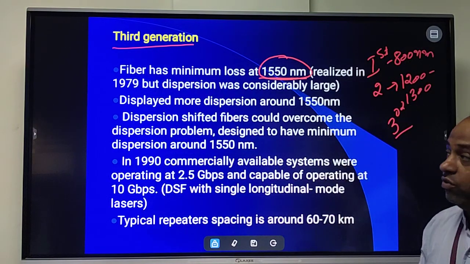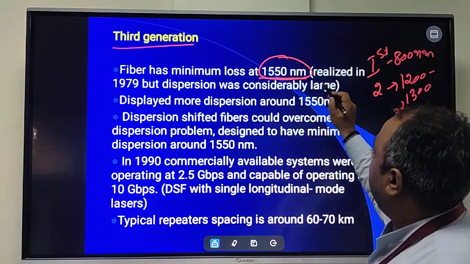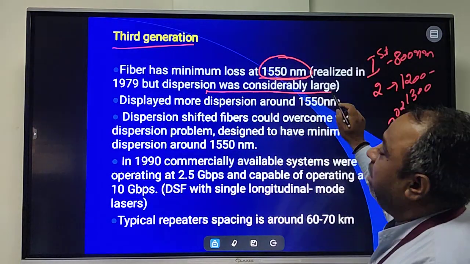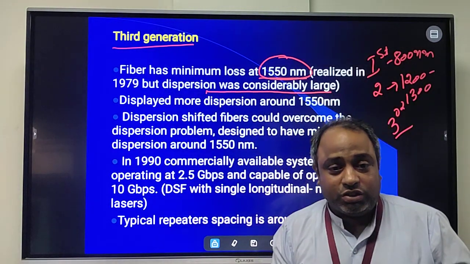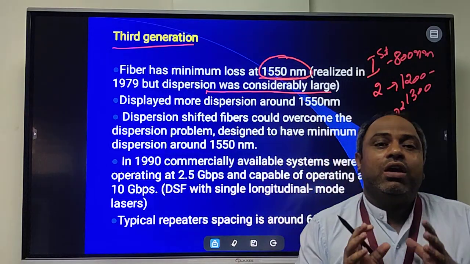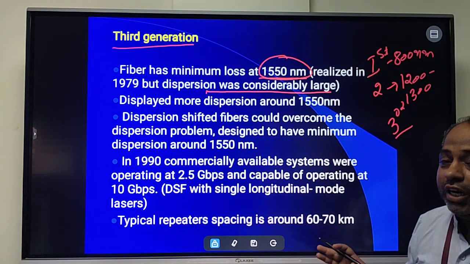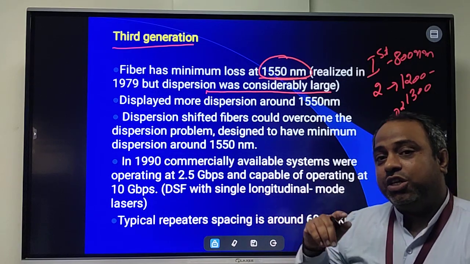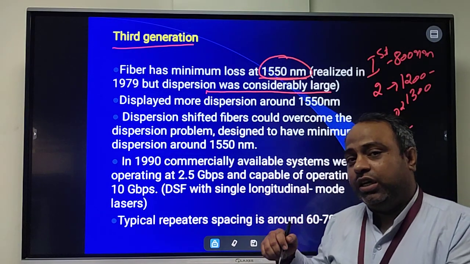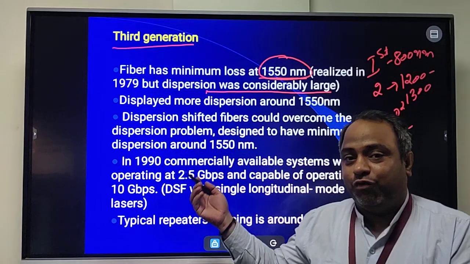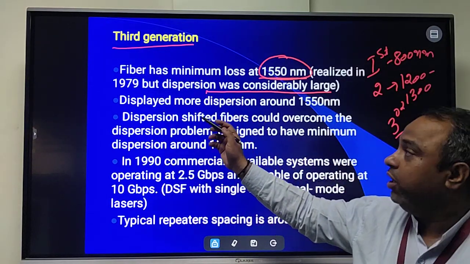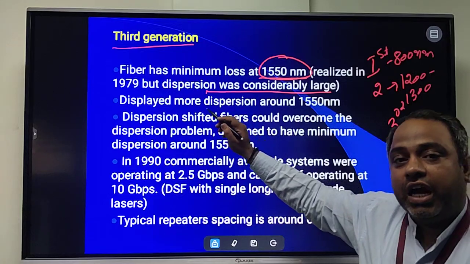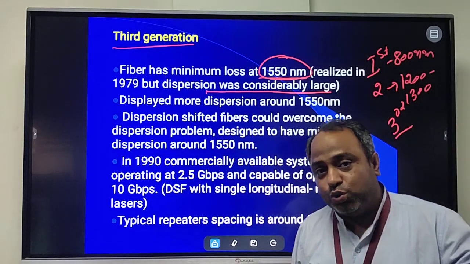But now the third generation is the advancement of bandwidth utilization. Compared to previously, dispersion was considered very large because the losses are larger when the bandwidth is larger. If the bandwidth is limited, the utilization of the bandwidth is also limited. When the generations go first, second and third, and after this fourth and fifth, the third generation came in 1979, and the loss of dispersion is very high as compared to the previous two generations.